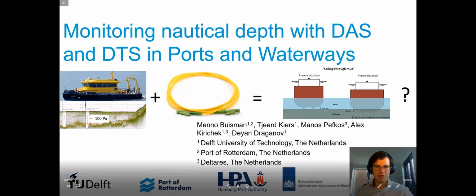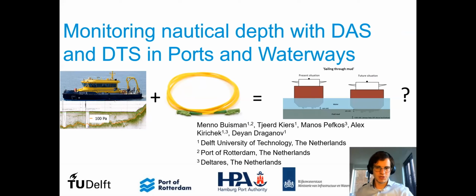Good day, ladies and gentlemen. My name is Menno Buisman, and I'm a PhD candidate at Delft University of Technology. What I'm about to show you is probably very different from other topics. It is about using DAS and DTS for monitoring the nautical depth, which is the guaranteed depth provided by port authorities. In addition, the aim is to change this nautical depth, which is currently based on density, to shear strength. This in turn should allow ships to sail through fluid mud layers, as shown on the right, and reduce dredging costs. So can we, by adding fibers in ports and waterways, change the way we monitor nautical depth and change the nautical depth criterion?